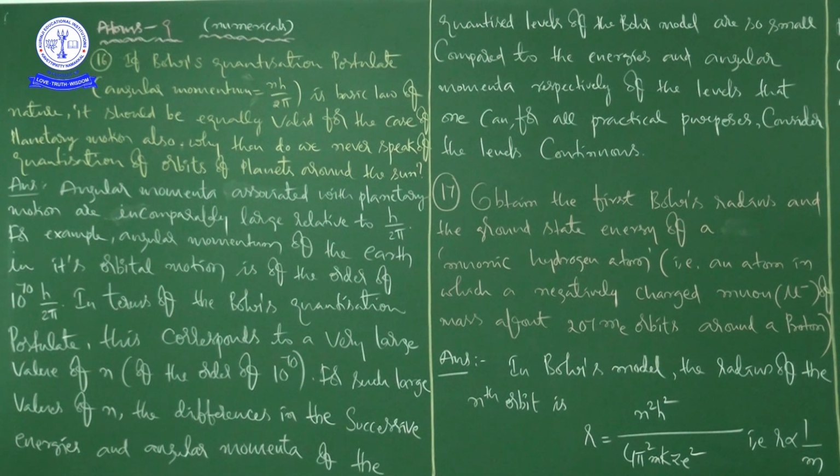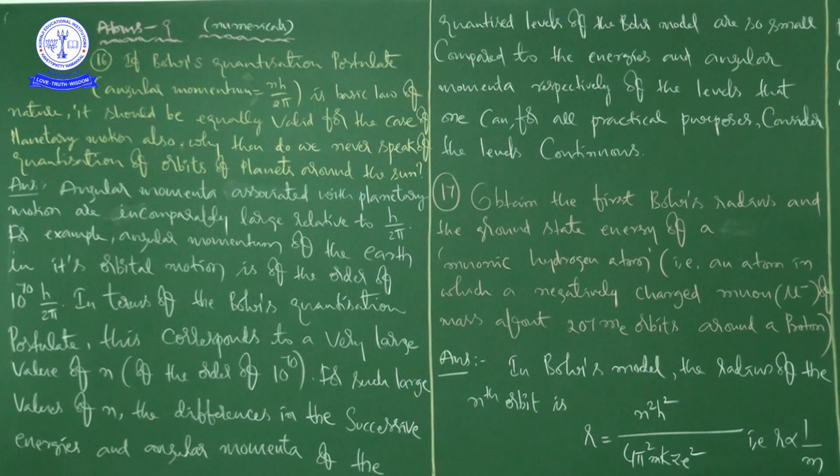Why then do we never speak of quantization of orbits of planets around the sun? In the chapter of gravitation, when we were in the first year, there are Kepler's laws: Kepler's first law, second law, and third law.